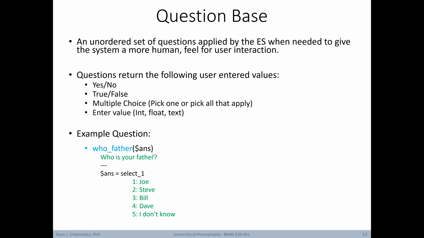Who father, answer. This is the text itself that the user will see, who is your father, and then we've delineated possible answers to that question, and the user can choose the most appropriate. This illustrates one way we could get a case-specific fact into the knowledge base to help answer a query.